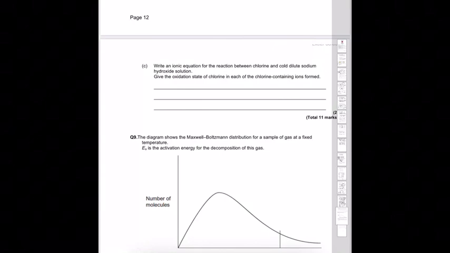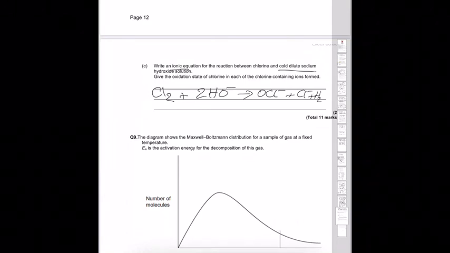Write an ionic equation between chlorine and dilute sodium hydroxide. It's an ionic equation, so normally you would have done this one as NaOH, but because it's ionic, we're just looking at the important ion, which is hydroxide, and then you would normally put sodium chlorate and sodium chloride. Now the chlorate is +1 and the chloride is -1, so that's the second mark. Obscure part of the specification, lots of people forget to learn it, but it appears quite often.